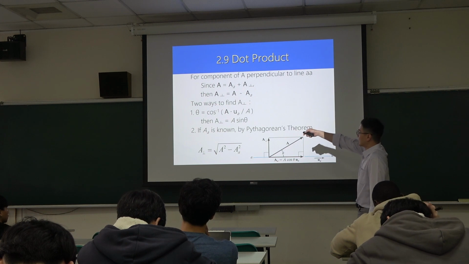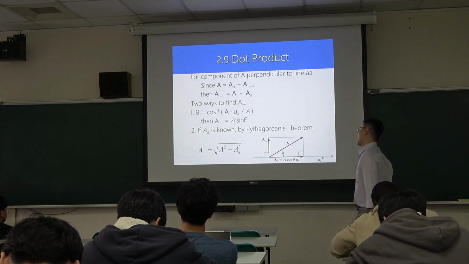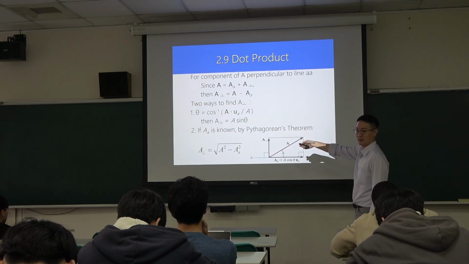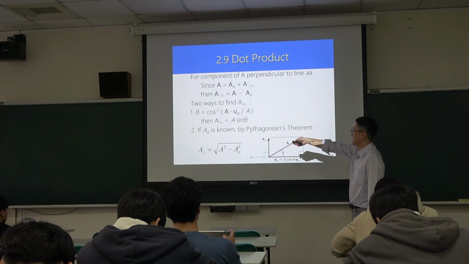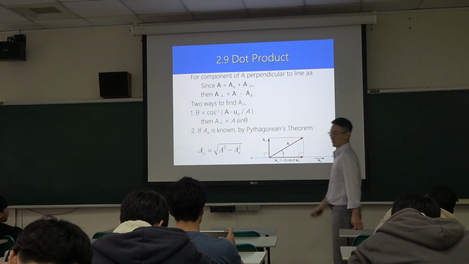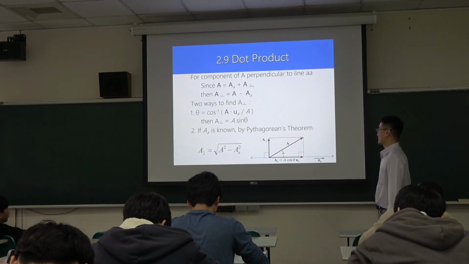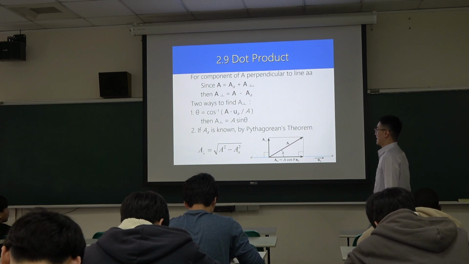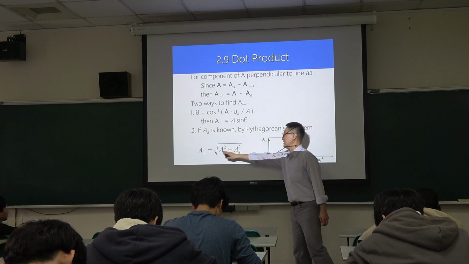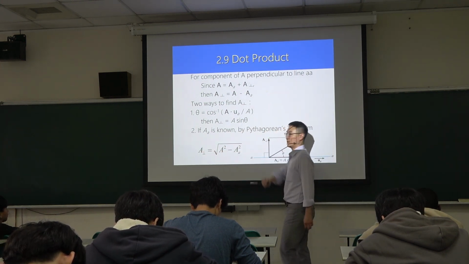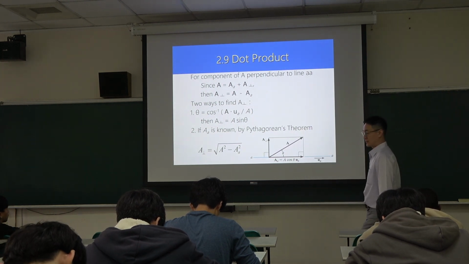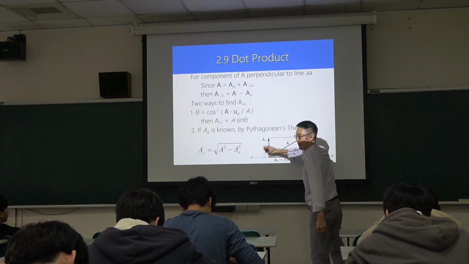And with the same approach, we can also work out the cosine theta value using this relationship. Of course, we have this relationship, so we know A perpendicular follows this relationship. Okay, and then following the Pythagorean theorem, A perpendicular equals the square root of A squared minus AA squared. Okay. Because they form a right triangle.